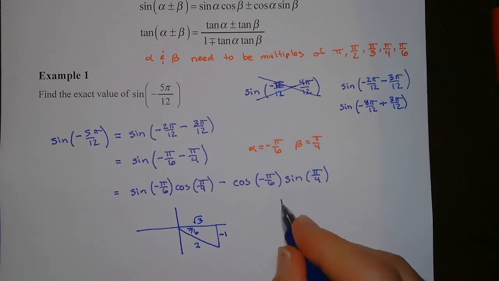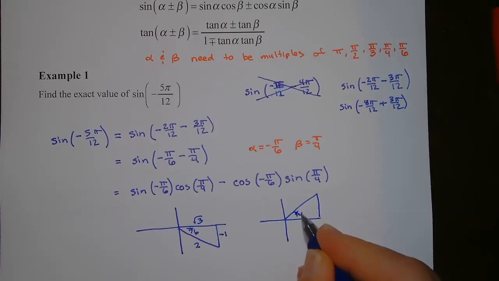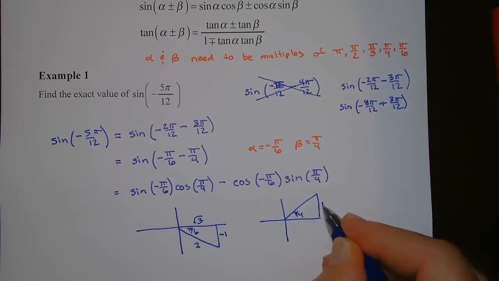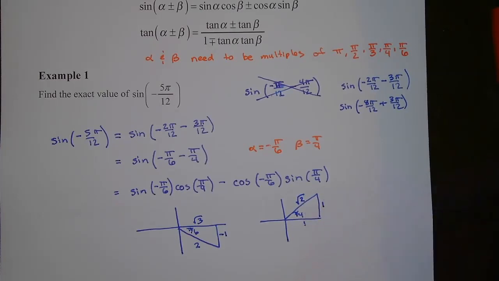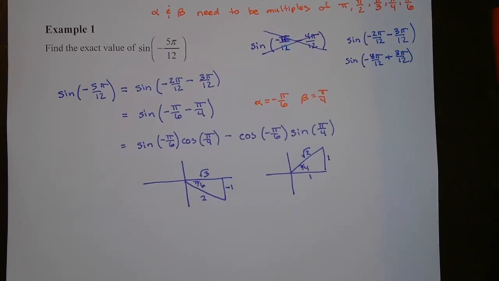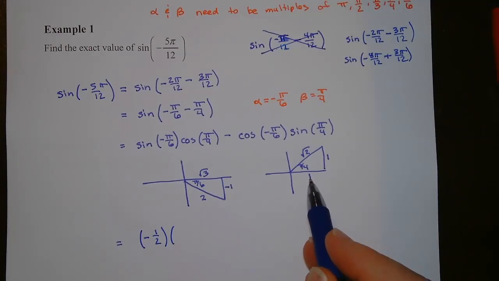For pi over 4, that's in the first quadrant. So this is angle pi over 4. I know from pi over 4 that the vertical leg would be 1, the horizontal leg would be positive 1, and the hypotenuse or radius is the square root of 2. Hopefully this isn't that bad. So sine of negative pi over 6 is your y over your r, so it's negative 1 over 2. I'm just going to put this in parentheses: negative 1 over 2 times, what's cosine of pi over 4? Well, cosine of pi over 4 would be this x, which is 1 over the square root of 2.